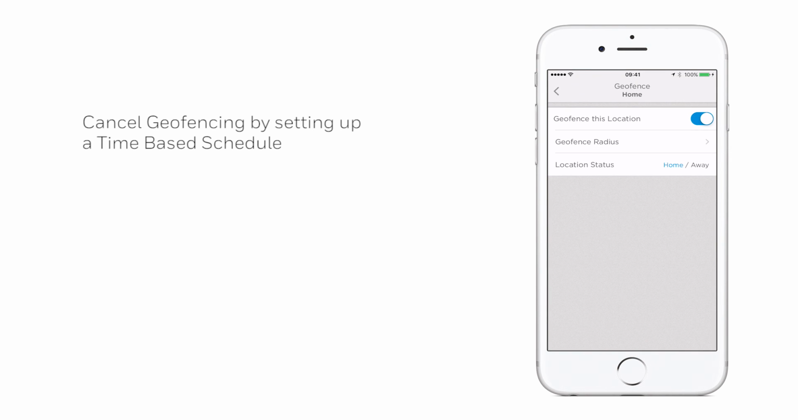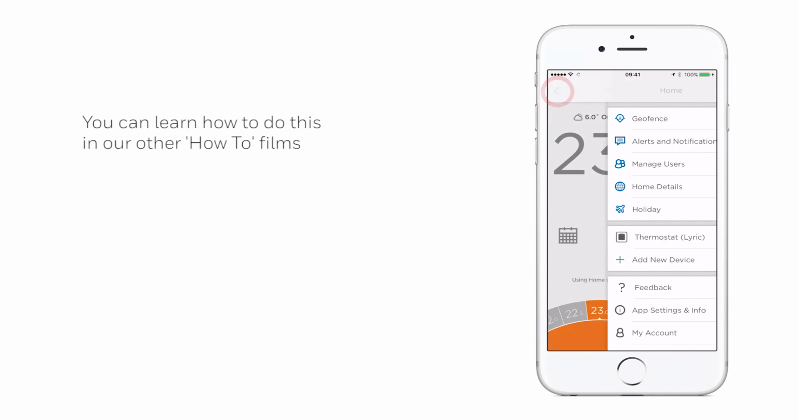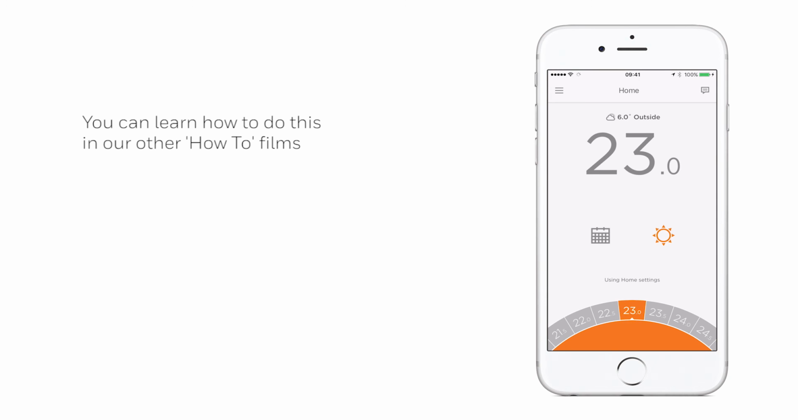You can cancel the geofence function by setting up a time-based schedule. To learn more on programmed scheduling, this can be viewed in our other how-to films.